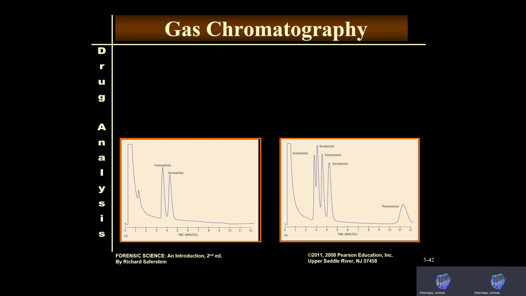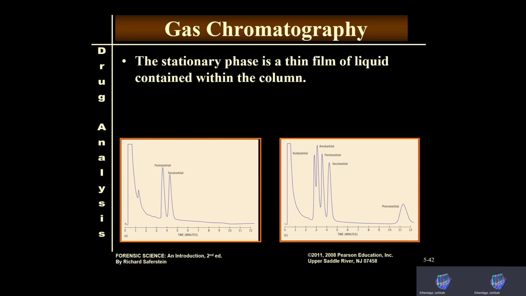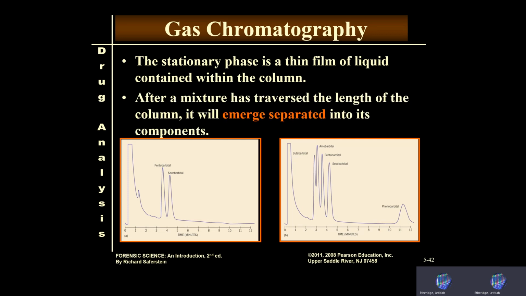So here is an example of a gas chromatograph. When we talk about the GC, the stationary phase is going to be a thin film of liquid, and it's going to be contained within that column. After the mixture has gone through the length of the column, it's going to emerge in all of its separate components.